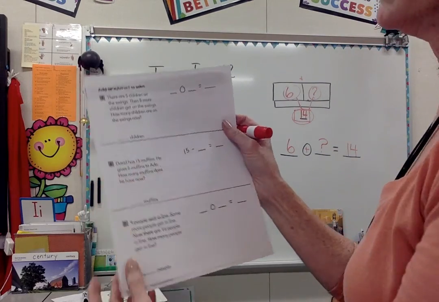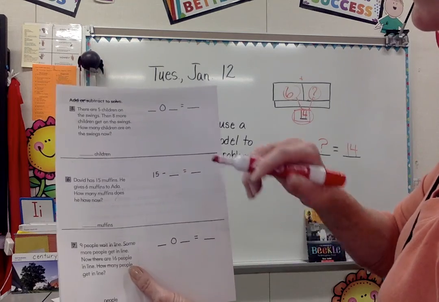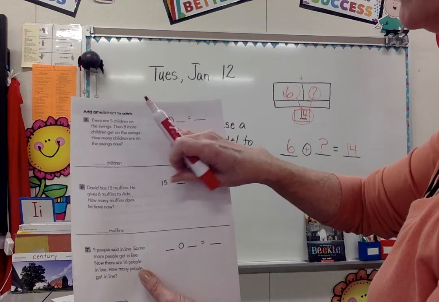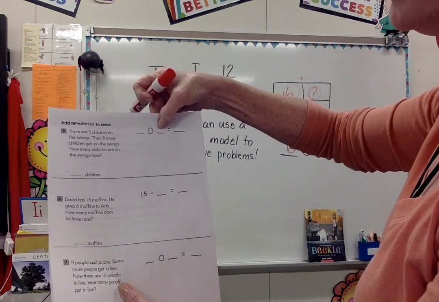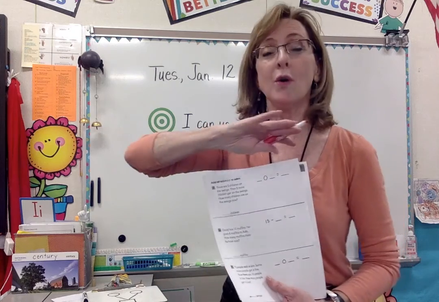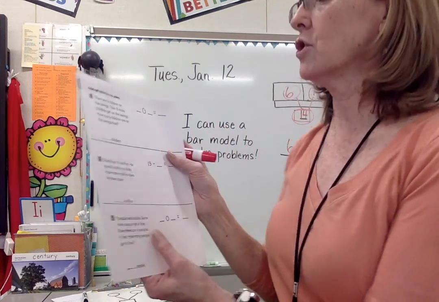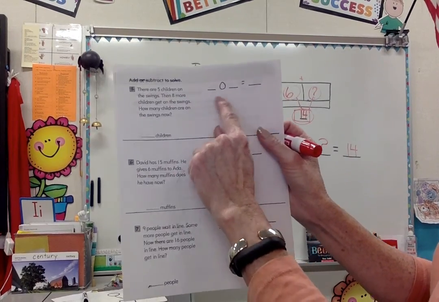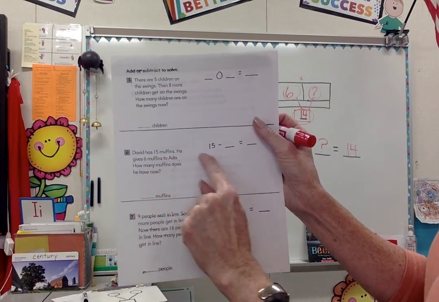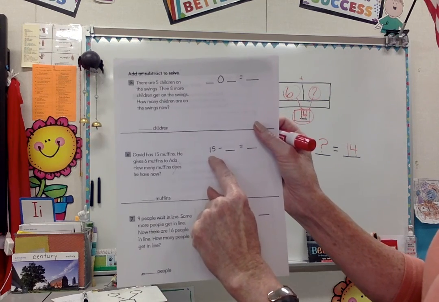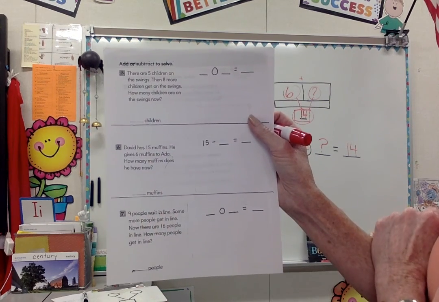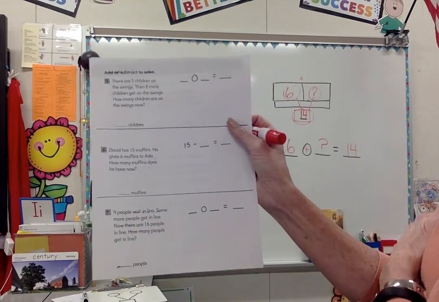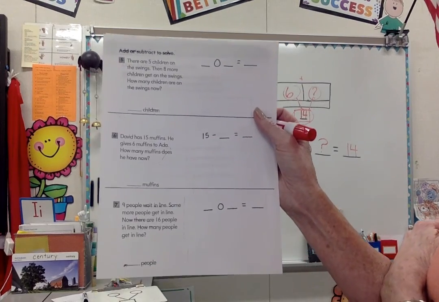Here are your last 3. You're going to write 3 equations. There are 5 children on swings, then 8 more children get on the swings. What equation would you do? Am I bringing it together or am I getting rid of it? How many children are on the swings? You can model any way you want. David has 15 muffins. He gives 6 of the muffins to Ada. How many muffins does he have now? 15. Subtract however many he gave to Ada and find out the answer.